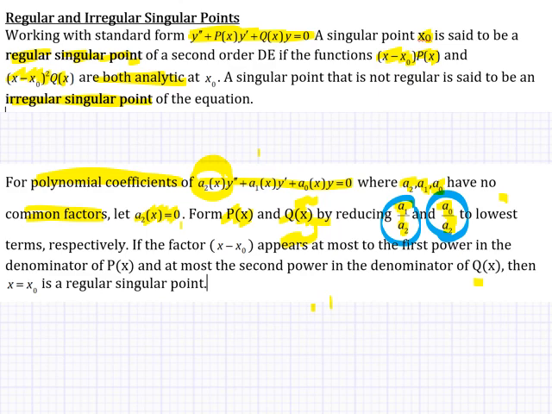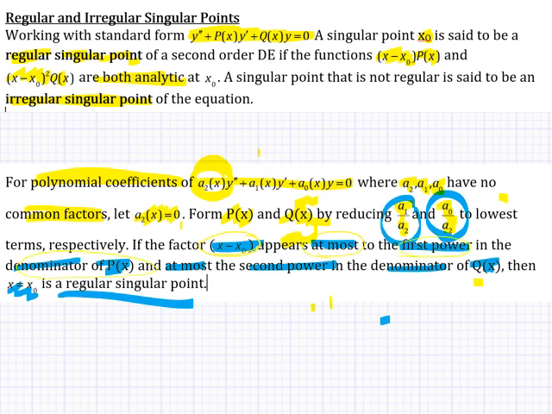So what we could say is that if x minus x sub 0 only appears at most to the first power in the denominator of p of x and at most to the second power in the denominator of q of x, then x equals x sub 0 is a regular singular point. The reason for this is that if x minus x sub 0 appears at most to the first power in the denominator of p of x, then we can go up to here and say x minus x sub 0 times p of x would be analytic.